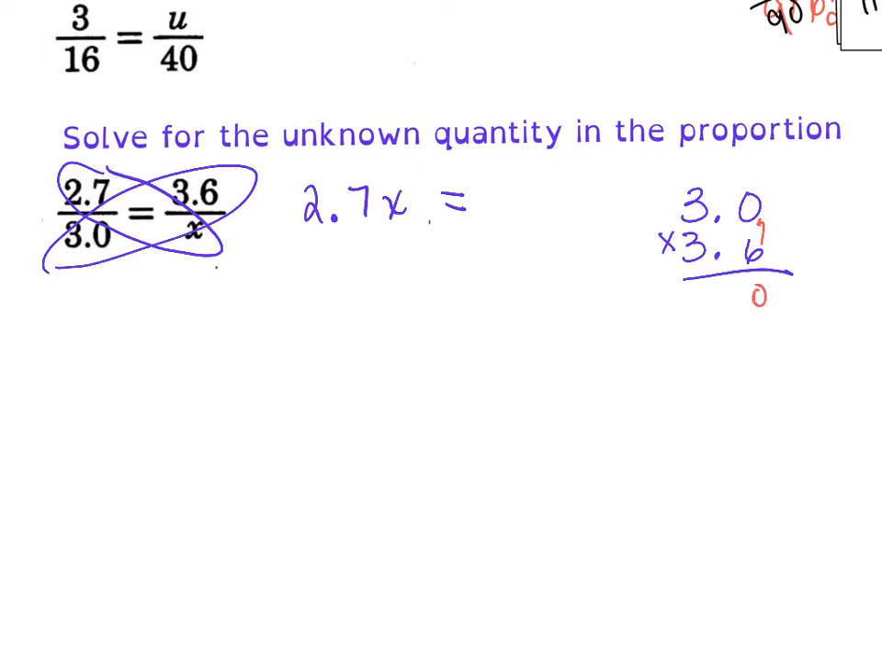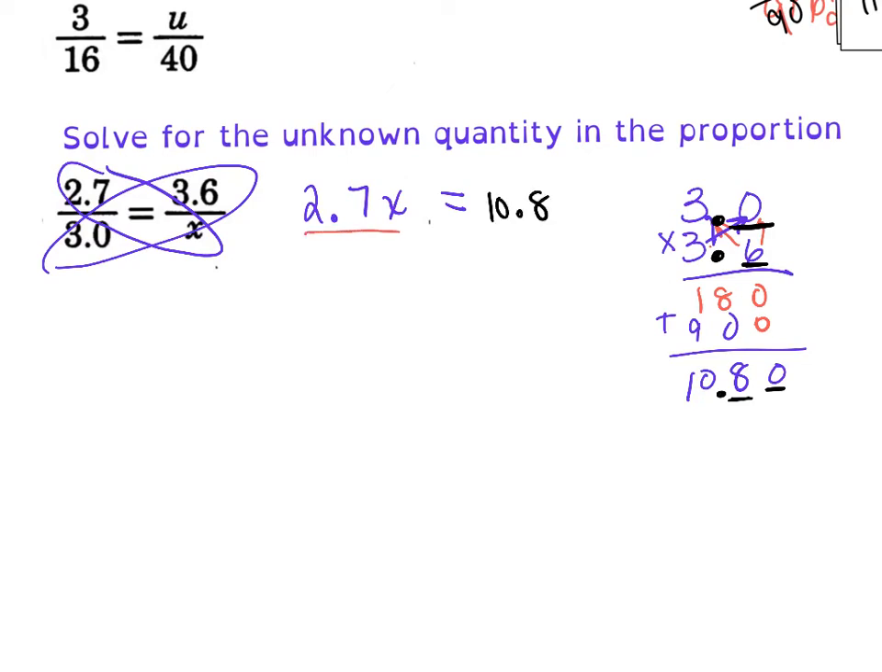6 times 3 is 18. 6 times 3 is 18. Add a 0. And then we go to the 3. 3 times 0 is 0. 3 times 3 is 9. Add. Now, at this point, you've got to count how many decimal places are in the original problem. 1, 2. 1, 2 have to be in the answer, so 10.8.